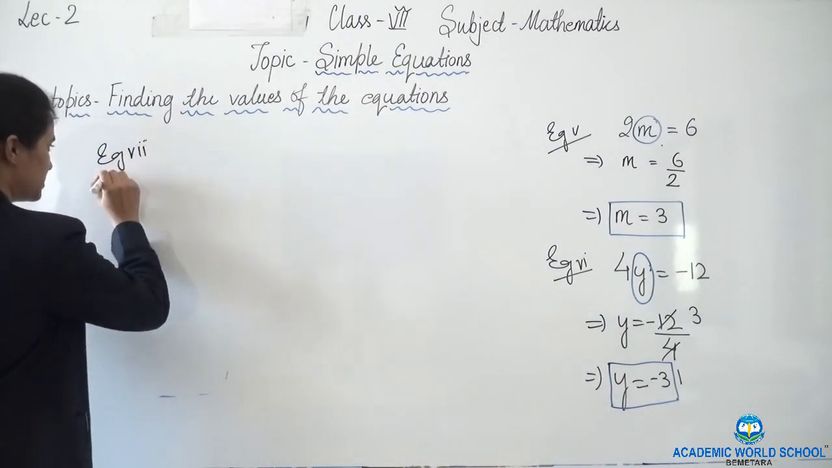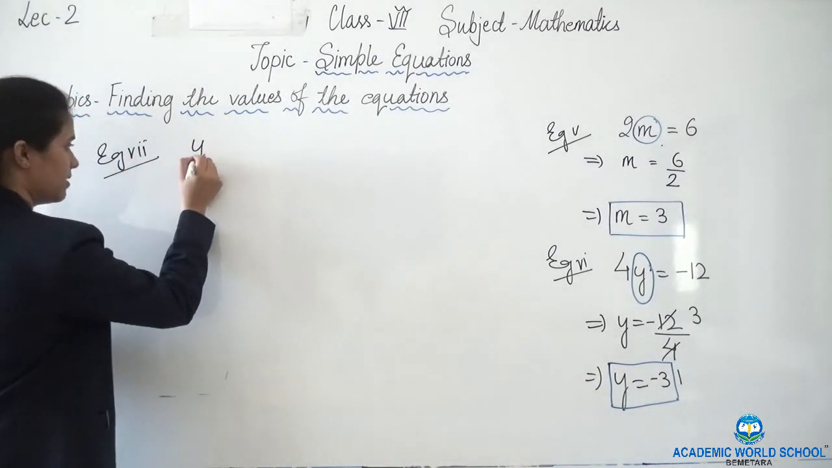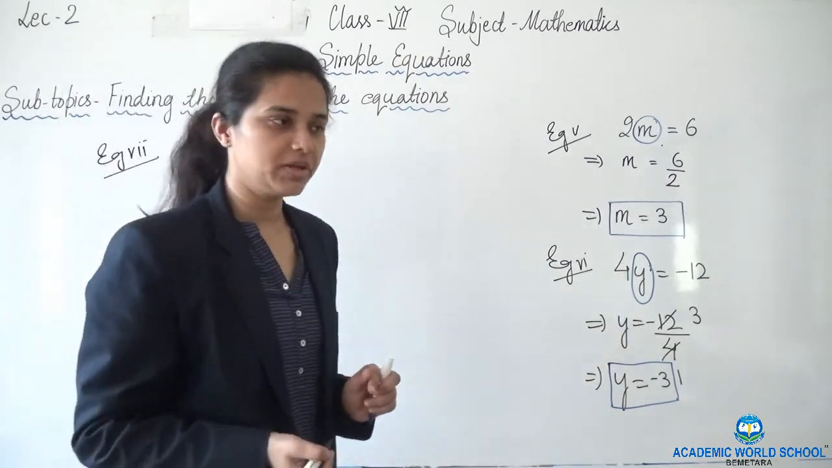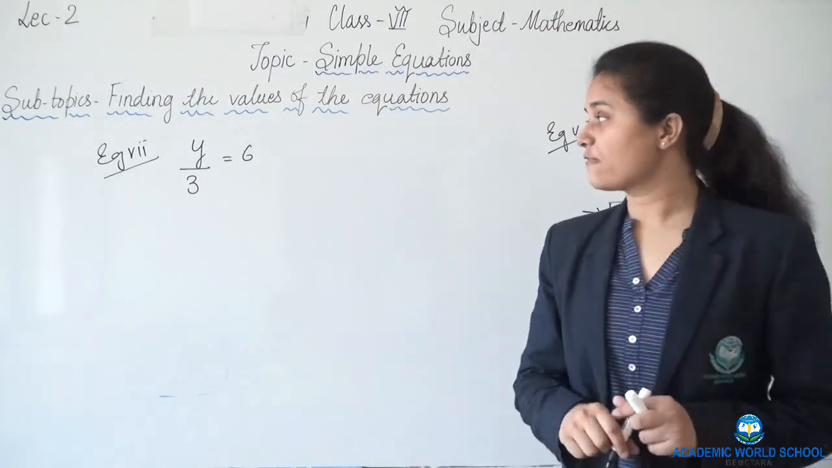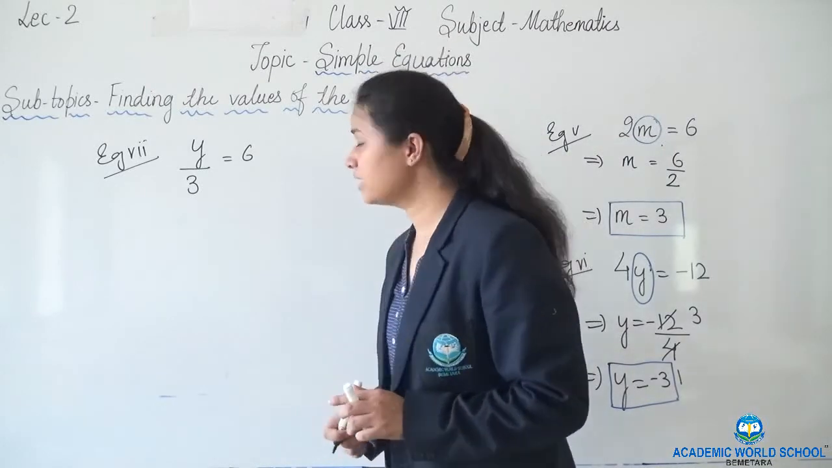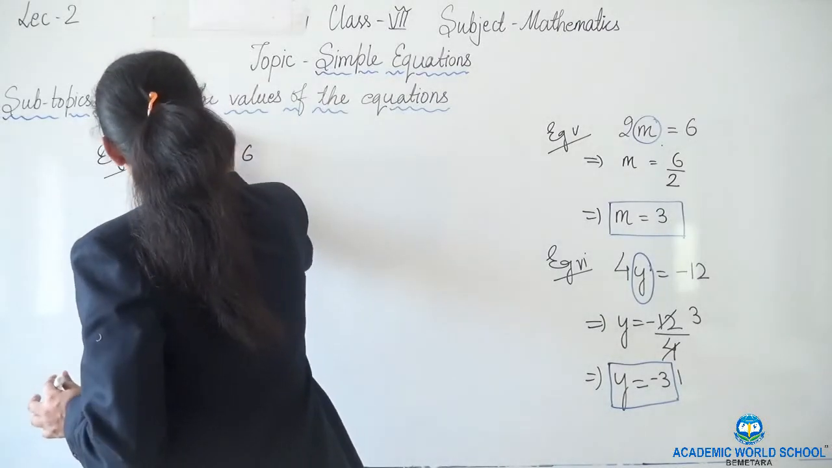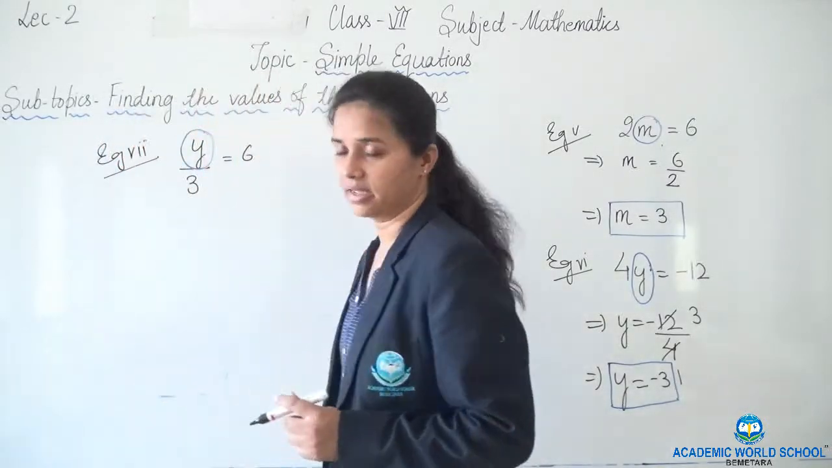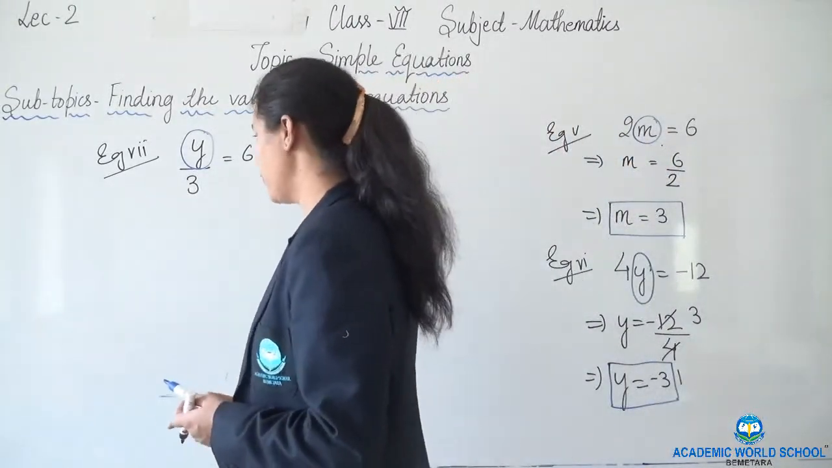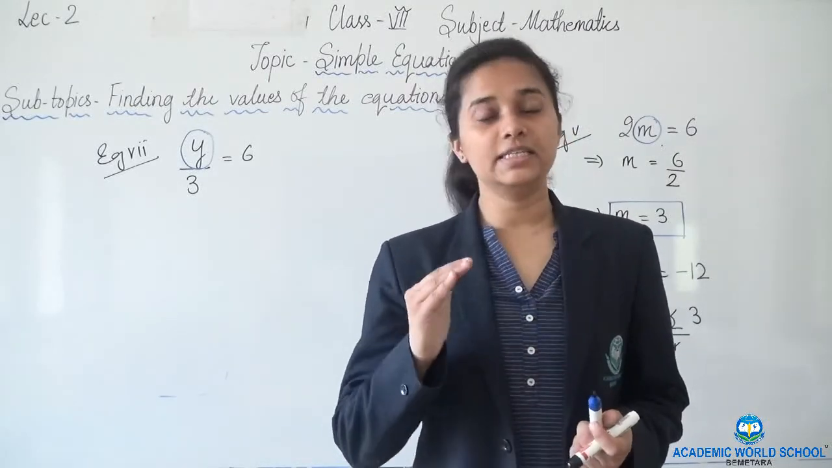And now we will do the questions where we will get y upon 3 equals to 6. What we have here is that the variable is being divided by a number, and we have to find the value of the variable. So the variable here is y, and we have to find its value. Now how to find it? Now 3 is dividing y.